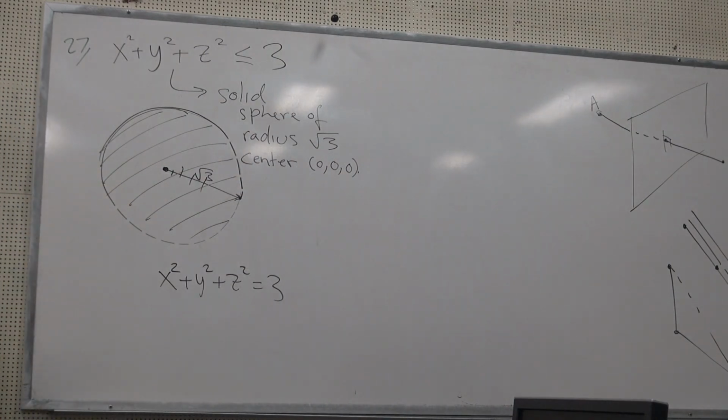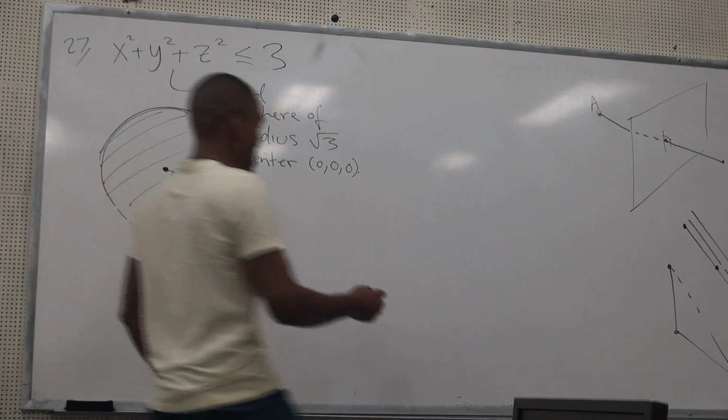I understand what it actually looks like, but if it was the other way around, like x squared plus y squared plus z squared is greater than or equal to 3. Right. So how would you write that? All of space except the solid sphere. You couldn't really draw it. No, how would you write it?